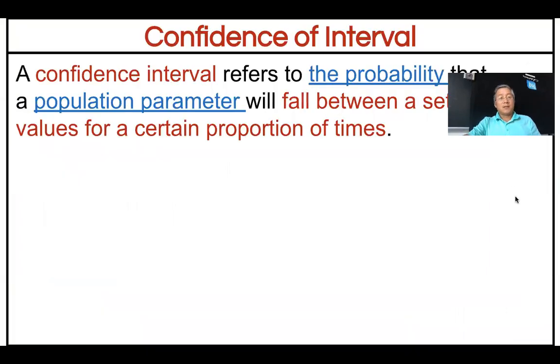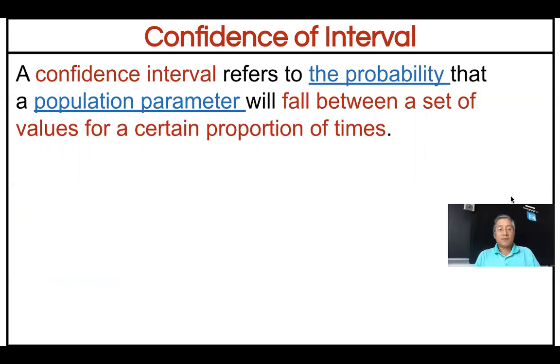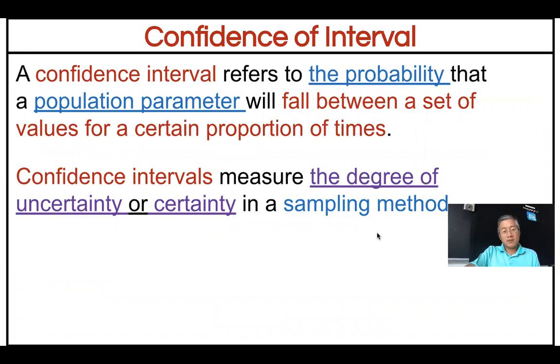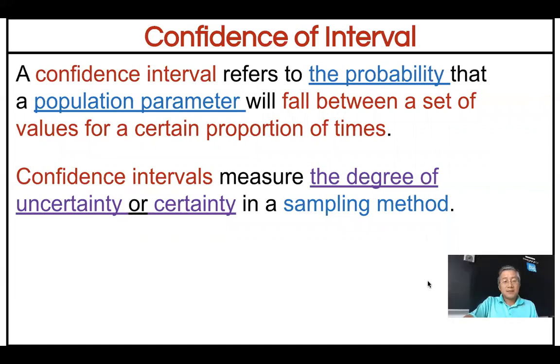Let's see, what is a confidence interval? Confidence interval refers to the probability that a population parameter will fall between a set of values for a certain proportion of times. So this confidence interval measures the degree of uncertainty or certainty in a sampling method. It's not the probability of the sample. It measures the degree of certainty or uncertainty in a sampling method.